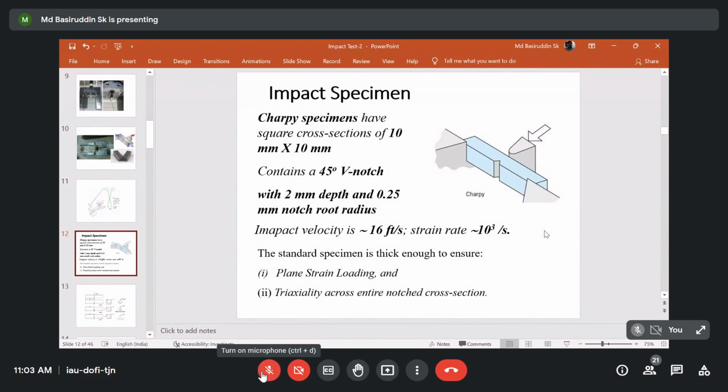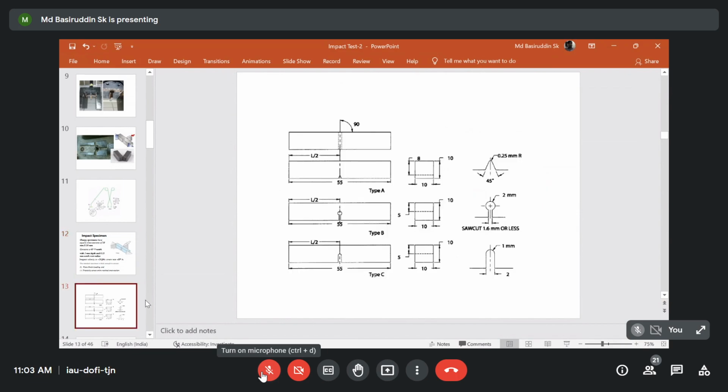And the standard specimen, this sort of geometry we generally follow, is because we want to maintain the plane strain conditions, or the triaxial state of stress in front of the notch. Considering these things, we try to maintain the specimen geometry like this. But if you don't have sufficient sample, then you can reduce the sample size or use a subsize specimen.